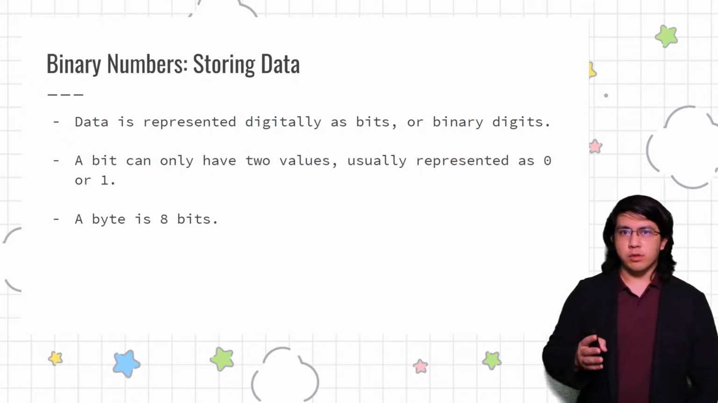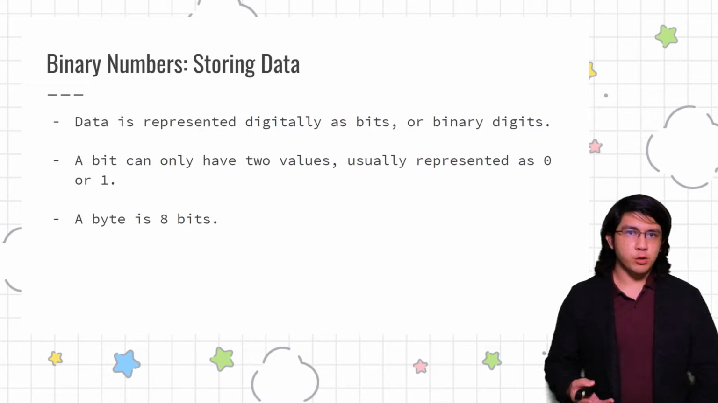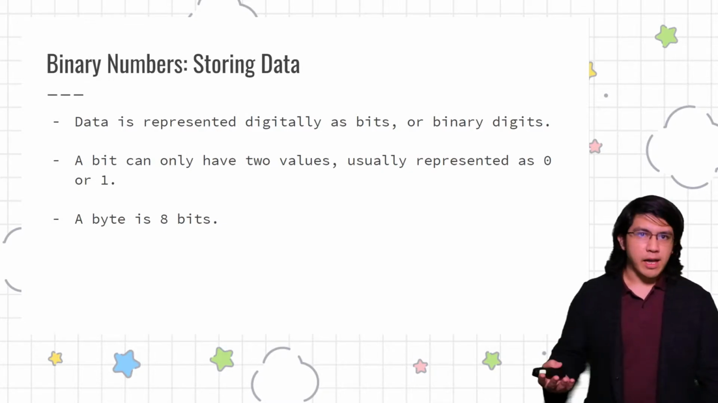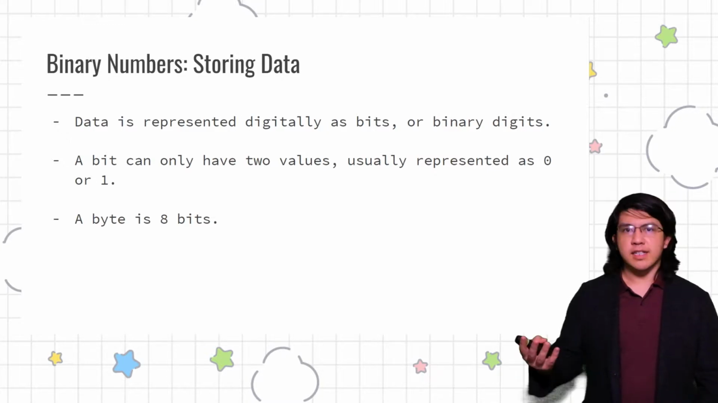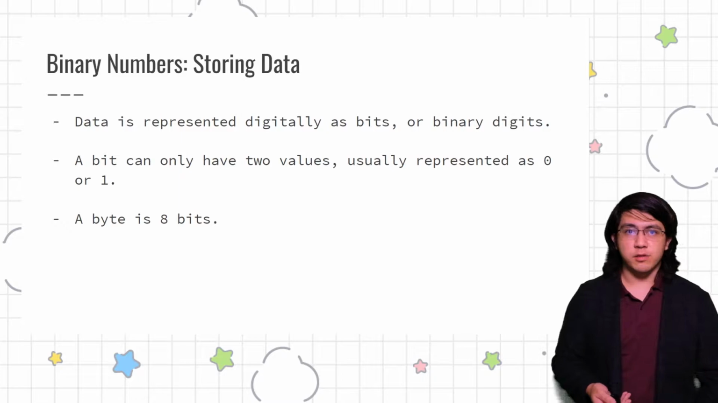We don't normally use one bit at a time. We're going to use collections of bits, the first grouping of which is called a byte, which is 8 bits. And beyond that, we have things like kilobytes, megabytes, gigabytes, and terabytes, which you should know as a shorthand just for practical purposes for using computers.